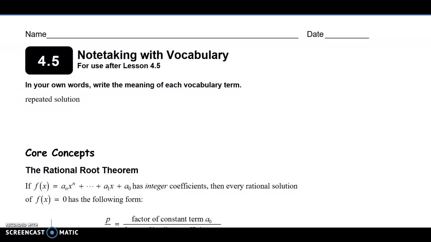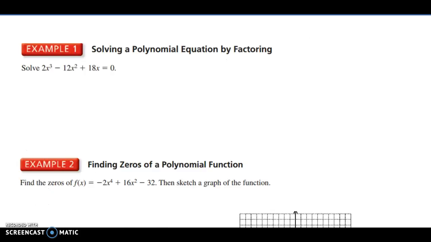Go to page 98 in your journal and get the definition for repeated solution. Next, take a look at example 1 in your notes packet for solving a polynomial equation by factoring. So we're going to do kind of the same thing we did in the last chapter, except instead of solving quadratics, we're solving a cubic function here, so polynomials.